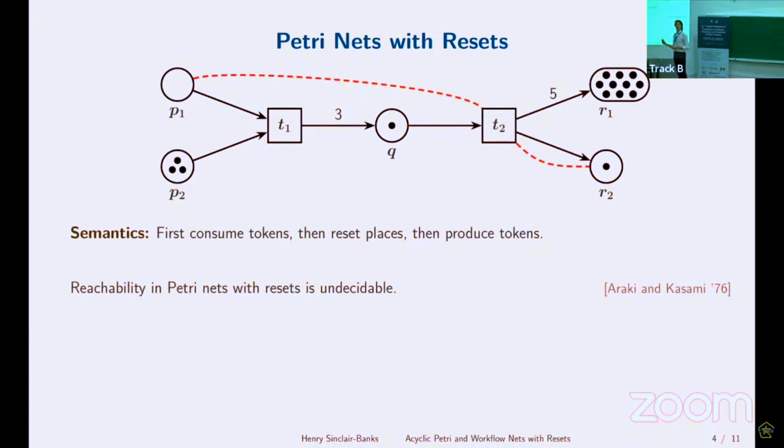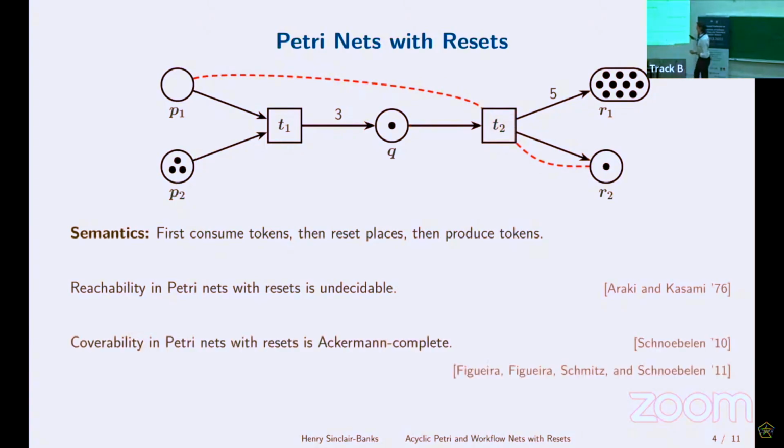This problem's really, really hard, right? We've jumped up from Ackermann to undecidable, unfortunately, and coverability jumps up from EXPSPACE to Ackermann. So these problems are seriously difficult, and if you wanted to do any form of verification, you're probably going to struggle.